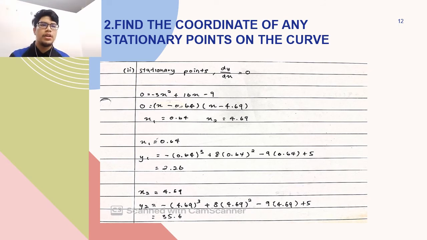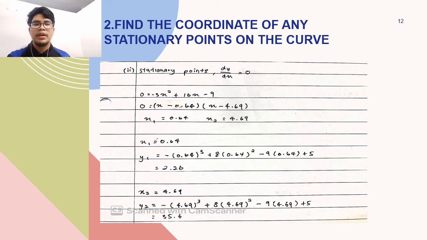Find the coordinates of any stationary points on the curve. If you want to find the stationary points, we have to set dy/dx equal to 0. If we put dy/dx equal to 0, then we can find x. The answer for x1 equals 0.64, while x2 equals 4.69.